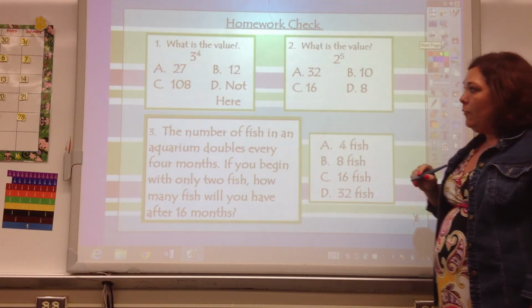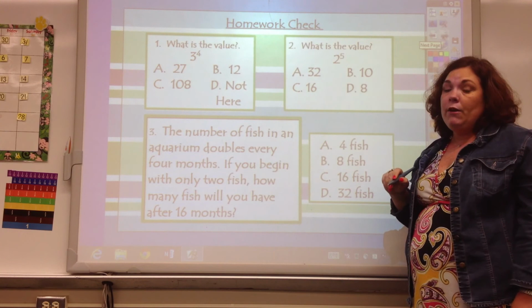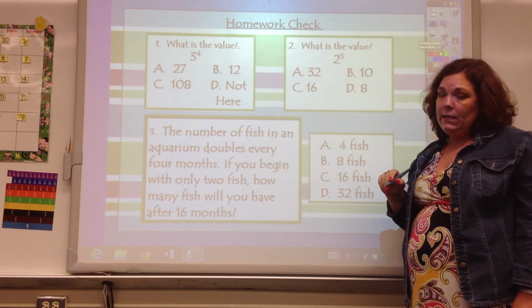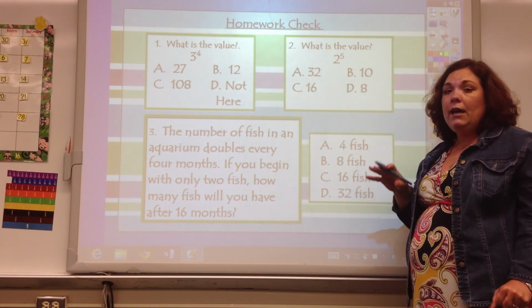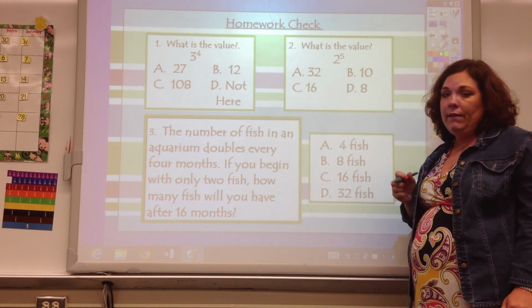So here is your homework check. Go ahead and record your answers for this, and you will use them in class, at the beginning of class, to make sure that you understand this concept, how to apply it, and all of the information.